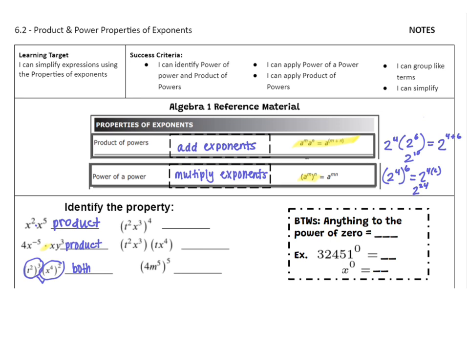This top one over here on the right is a power rule because as you can see, we have an exponent on the outside to two other exponents on the inside. That's going to be my power of a power rule.